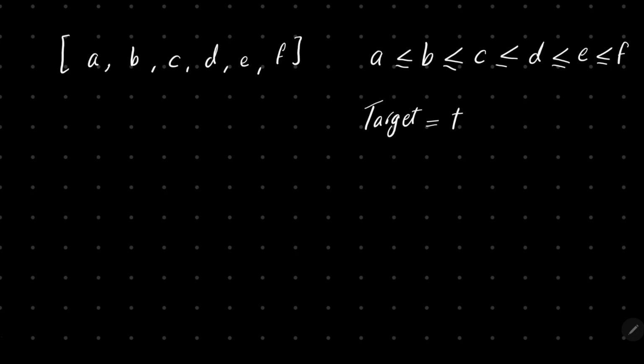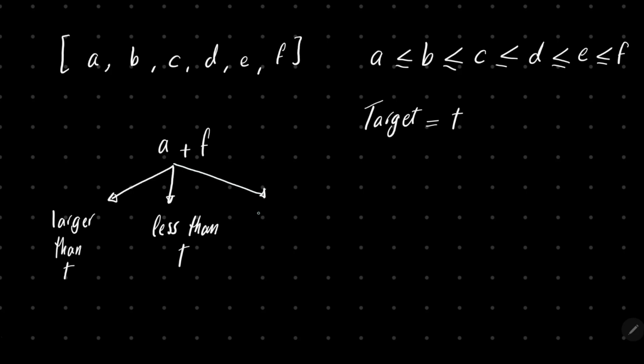Now, what can we do? If I start from the far left and the far right, A plus F, there are 3 different cases. Either that will be larger than the target T, or less than T, or equal to T directly, and that will be perfect.